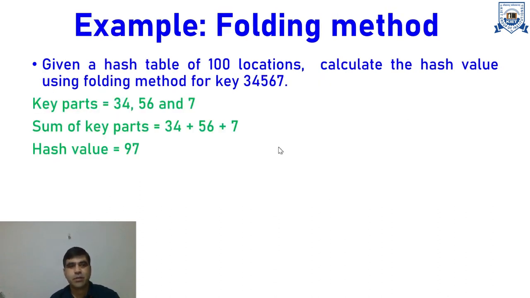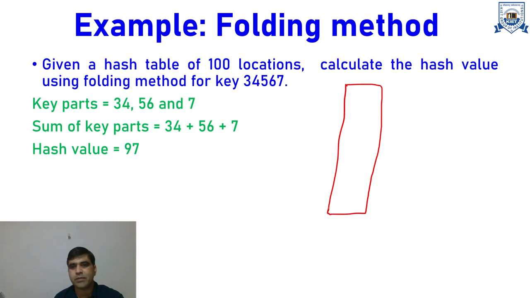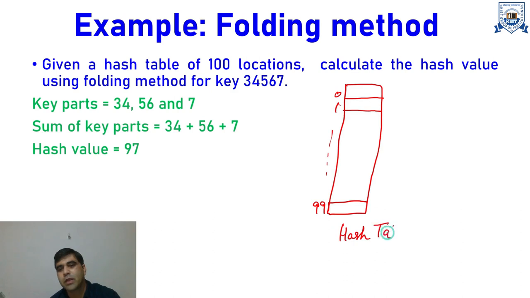Now we'll understand this with an example. Given a hash table of 100 locations, we have a table like this where the total locations are 100. This is location 0, location 1, and up to location 99. So this is your hash table, and in our case m is equal to 100, where m is the size of the hash table. Calculate the hash value using the folding method for this key, which you want to map into this particular hash table.